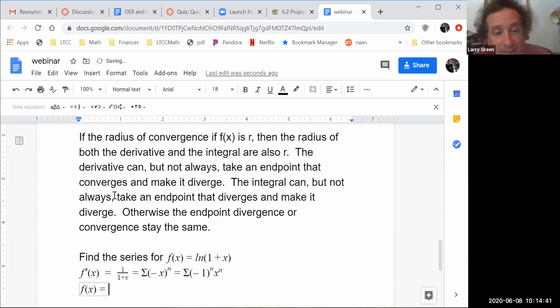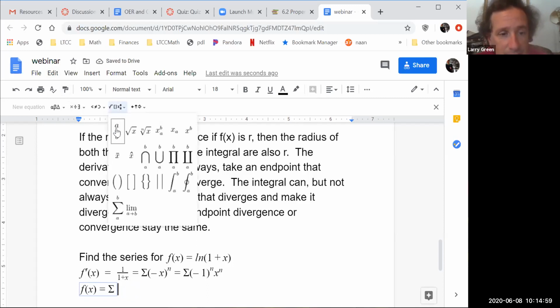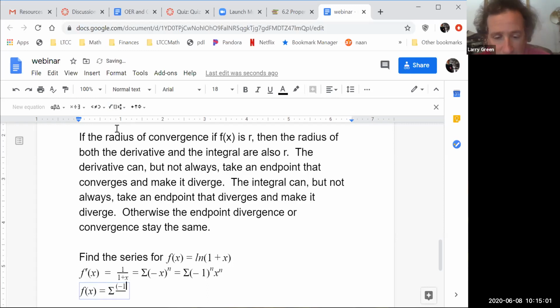And now I can integrate the series really easily. That's just going to be the summation of negative 1 to the n, actually I need to use the formula, so I need to divide. So negative 1 to the n divided by n plus 1 times x to the n plus 1. And then plus c, or c plus.